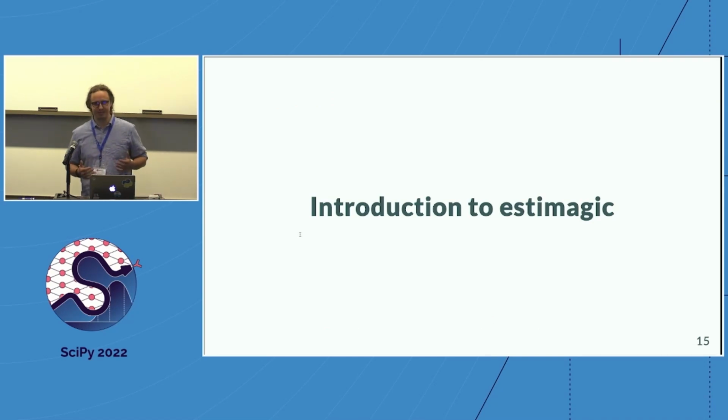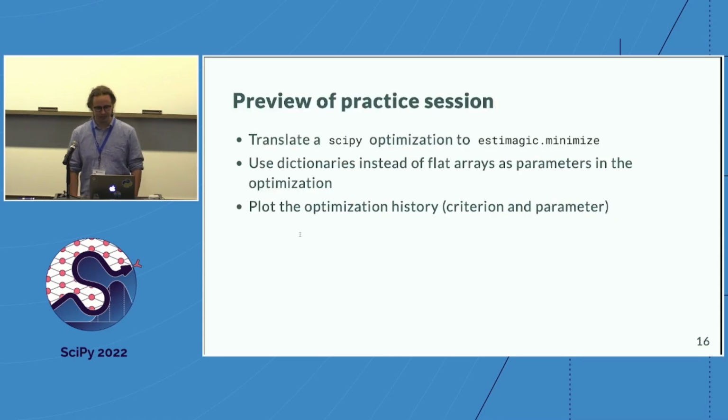Okay, so the idea behind Estimagic was kind of to take the strength of scipy, but also provide a bit more convenience functionality around it and specifically address these limitations. So what you're going to do in the next practice session is you take the criterion function from the first practice session and optimize it with Estimagic instead of scipy minimize. This is very simple. You literally don't have to change the criterion function. And then in the second task, you're going to actually use Estimagic's strength and represent your parameters differently. And finally, you're going to do a plot of the optimization history, so of the function values and the parameter values that were tried.